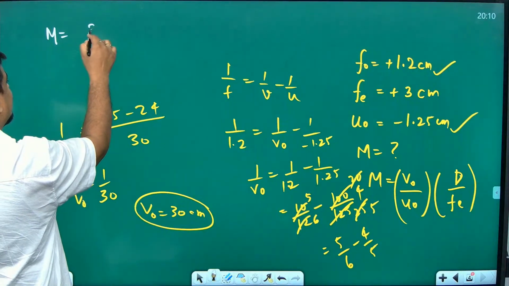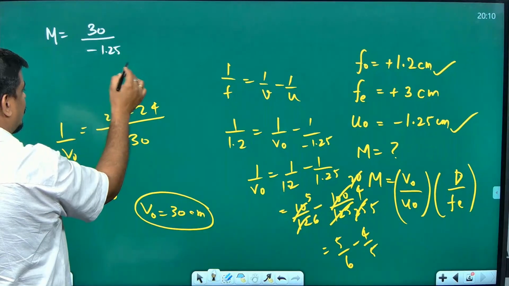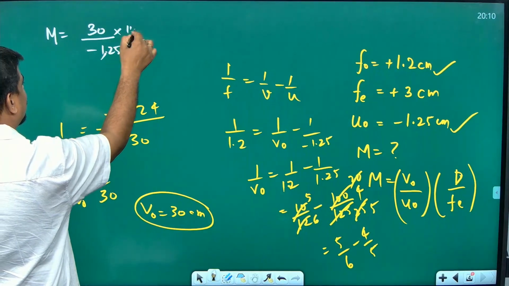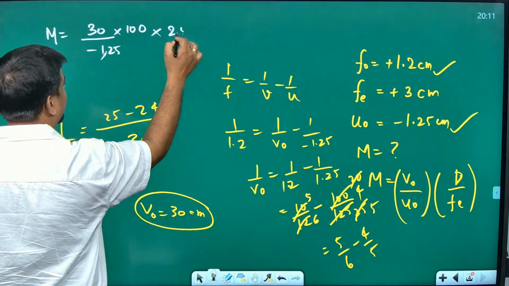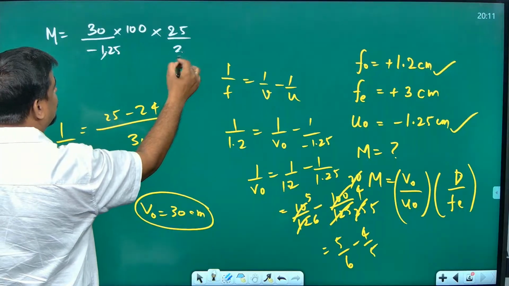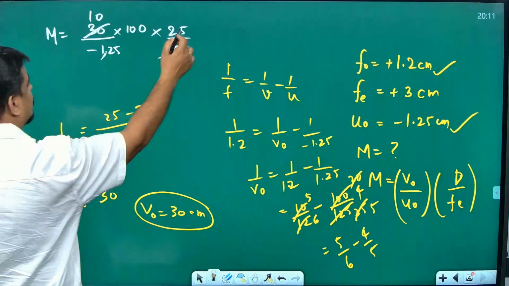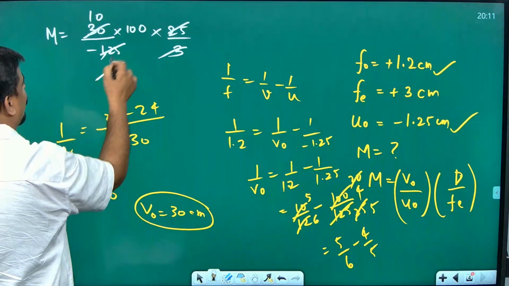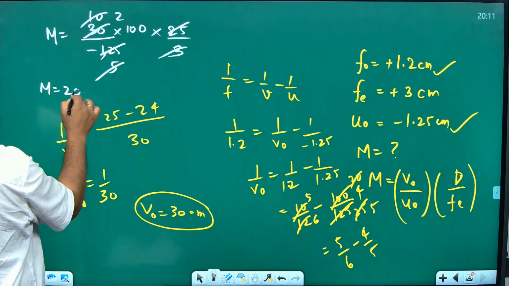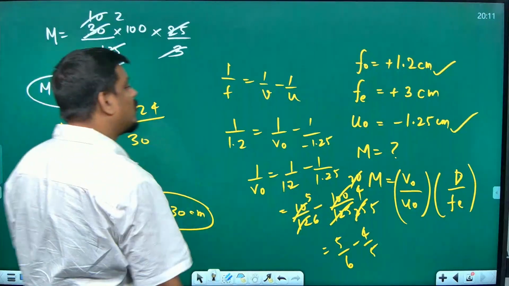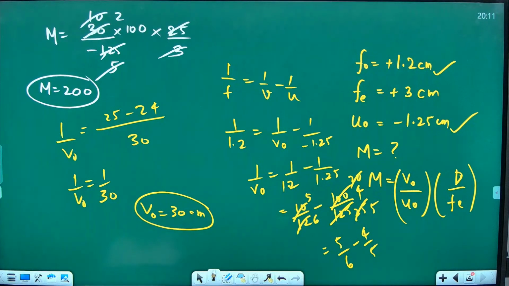VO is 30, UO is minus 1.25. I'll remove this decimal and add 100, into what is D? 25. What is FE? 3. 3 will make it 10 times. 25, 5 times. 5, 2 times. 2 into 100 is 200. Yes, so Pratap and Mithun were correct. The answer is 200. Yes.